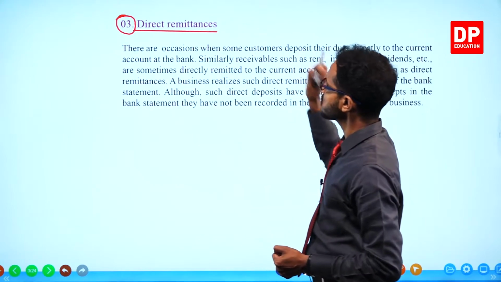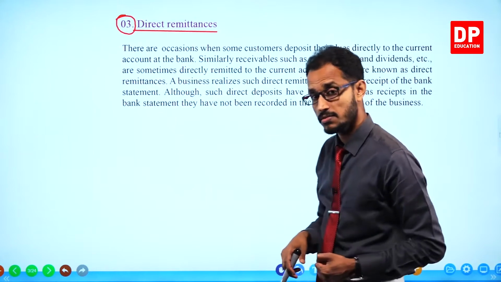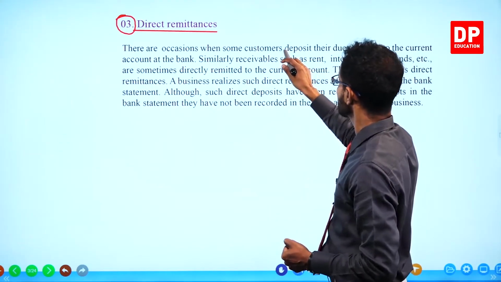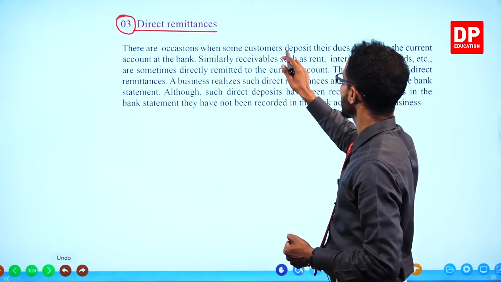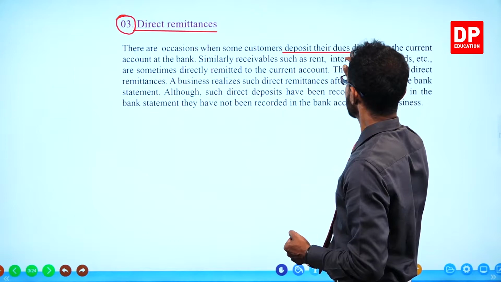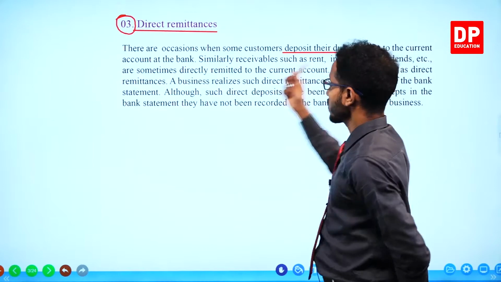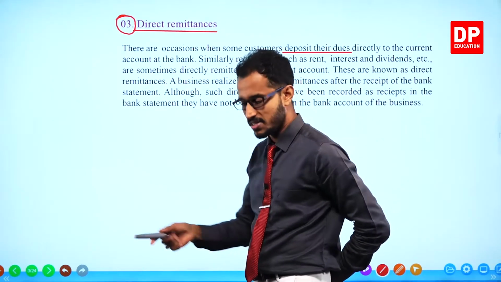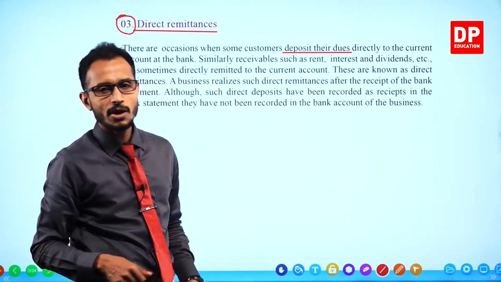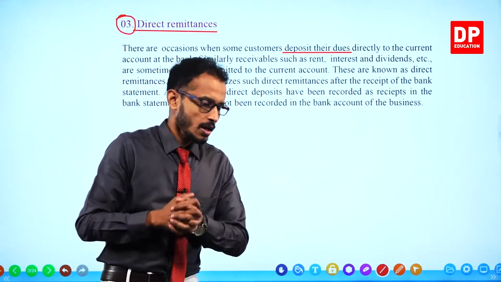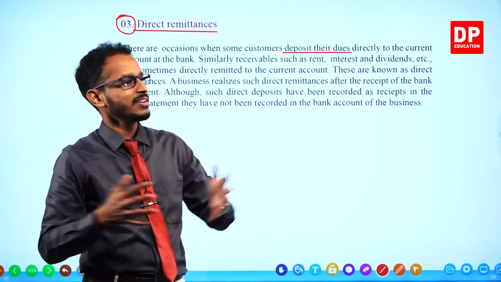There are occasions when some customers deposit their dues directly to the current account at the bank, which means our current account. Okay, a guy comes to our business, a casual scene. A guy walks into our business and he says, hello.